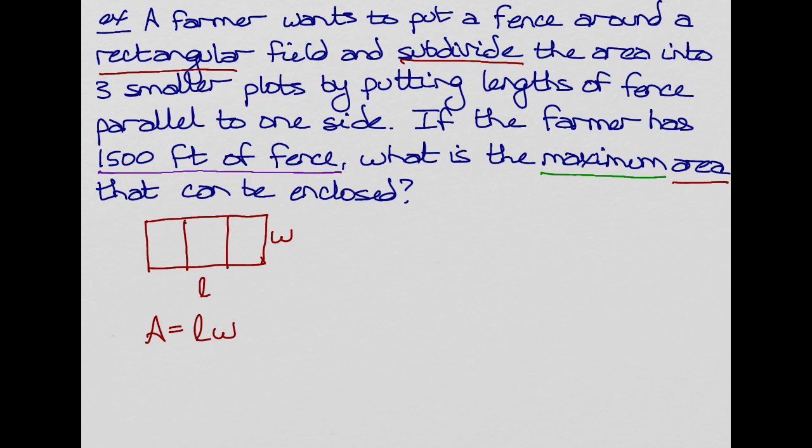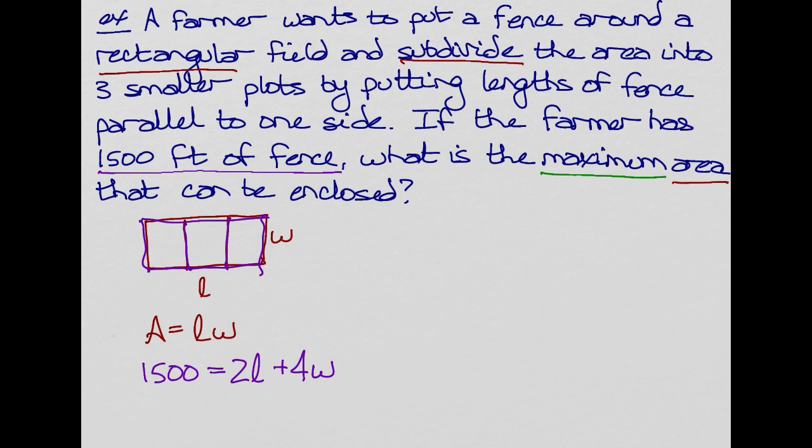we have 1,500 feet of fence available. So 1,500 feet of fence must be, I'm going to have to go all the way around the outside, so that's 2 lengths and 2 widths plus these 2 extra in the middle of the rectangle there that have a length of W. So that's a total of 2L, the way I have it labeled, and 4W.